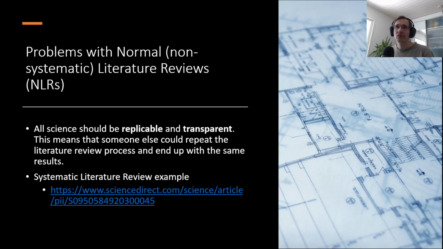All science should be replicable and transparent. This means that someone else should be able to repeat the literature review process and end up with the same results. Now, let's have a look how systematic literature reviews solve this problem.